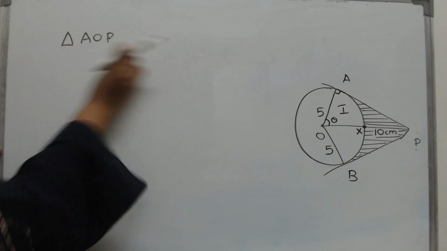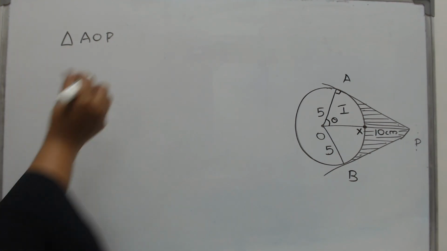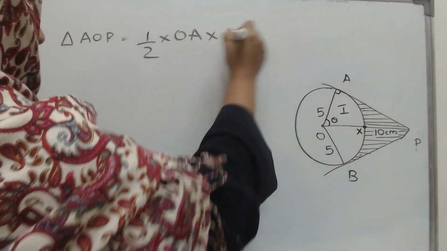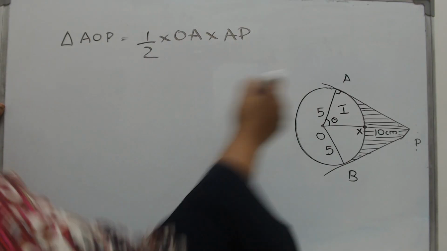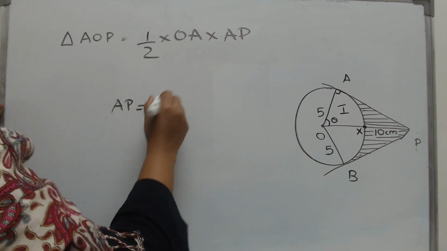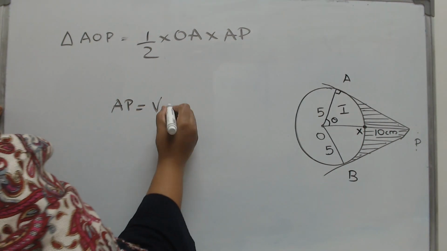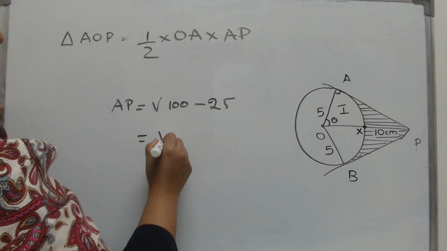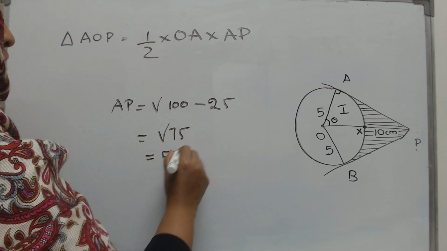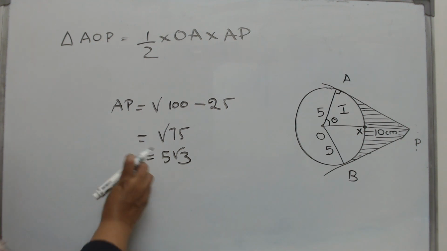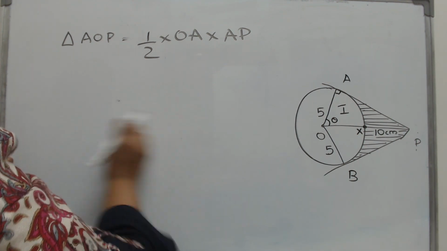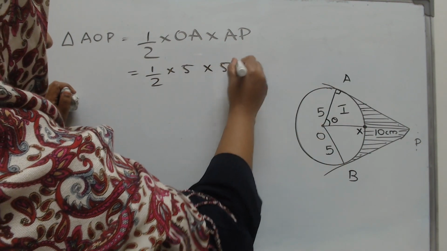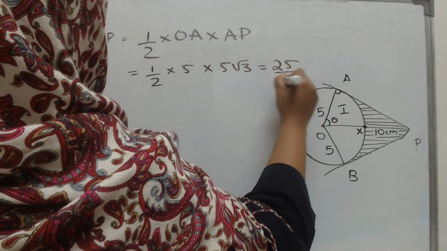So shall we start? First we will find out the area of the triangle AOP, that is half into base into altitude. Now you know what OA is, it is 5. What is AP? AP is the side of a right triangle, right? It is the square of the hypotenuse minus the square of the other side, which is 25. 5 square, that is root 75, which is 5 root 3. But then we already know that, right? So let us substitute the values. What do you get? You get half into 5 into 5 root 3, which means 25 by 2 root 3.